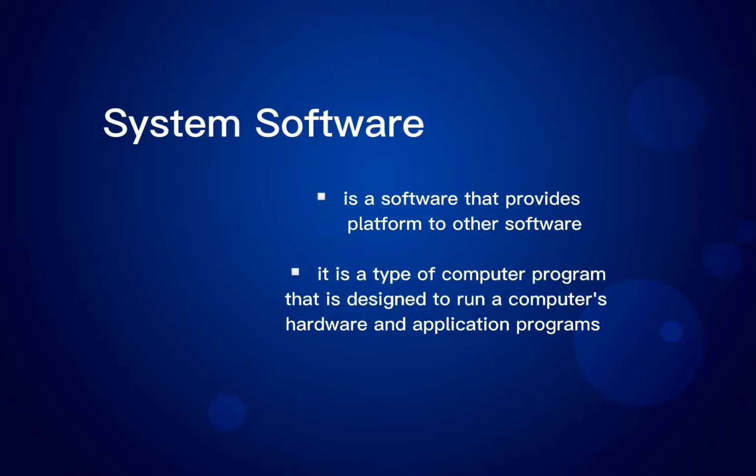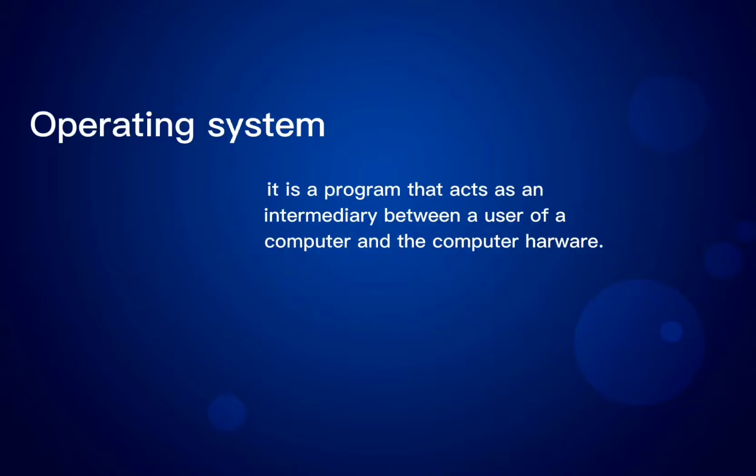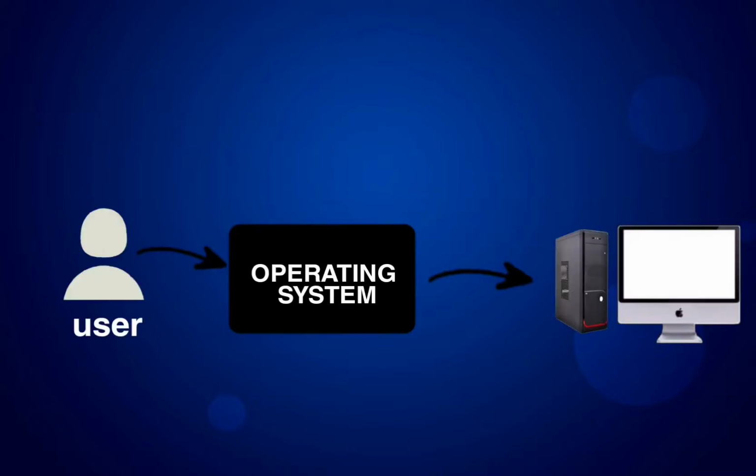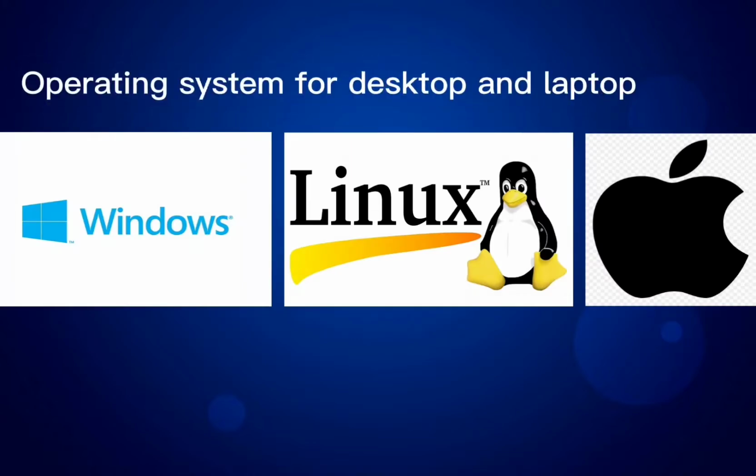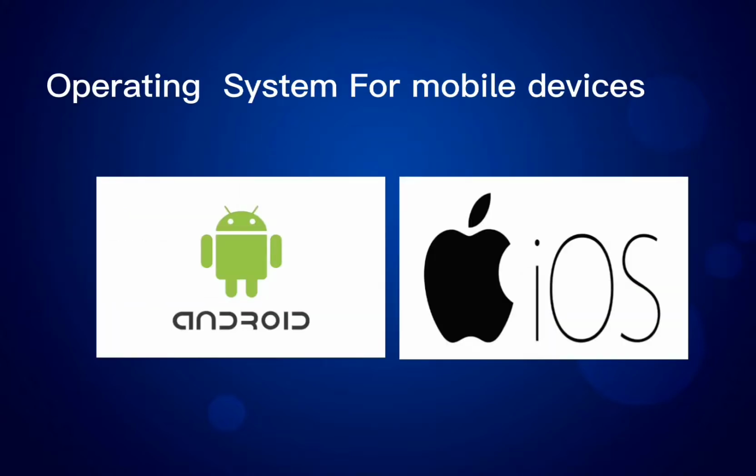Operating system, it is a program that acts as an intermediary between a user of a computer and the computer hardware. So, si operating system po, siya yung parang tulay between the user and the hardware part of the computer. So, meron tayong common operating system para sa desktop and laptop. So, andyan yung Windows, Linux, at Mac OS. At syempre, meron din tayong operating system for mobile devices. So, andyan ang ating Android at iOS.